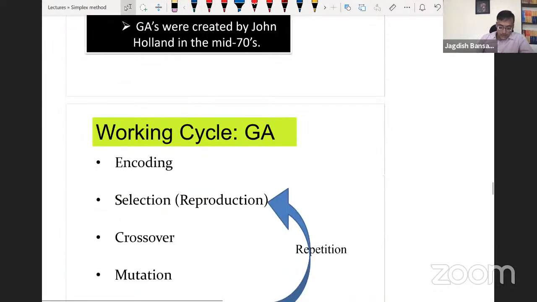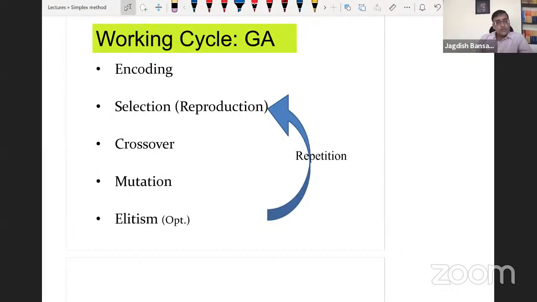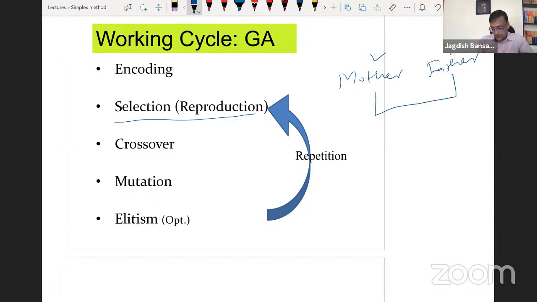Genetic algorithm is inspired by the survival of the fittest. How does it work? First of all, the selection is done, meaning who will take part in the crossover. It is simple, like how we see in human beings: mother, father. They are selected, this will be the mother, this will be the father. Then they generate two offsprings, child one and child two, right?